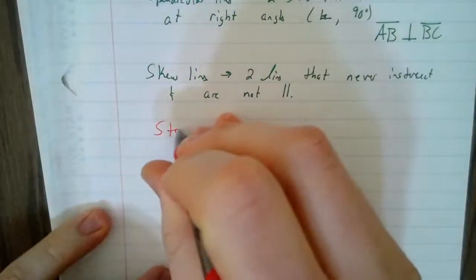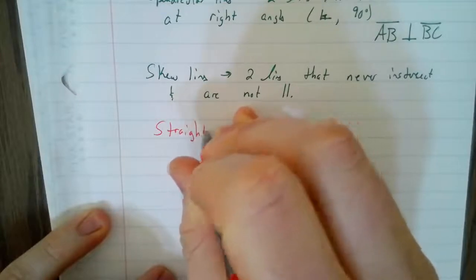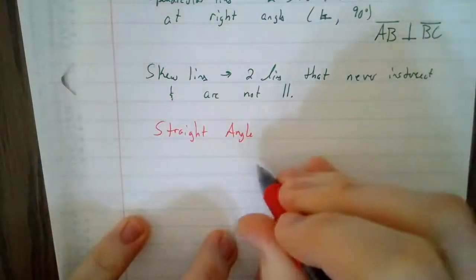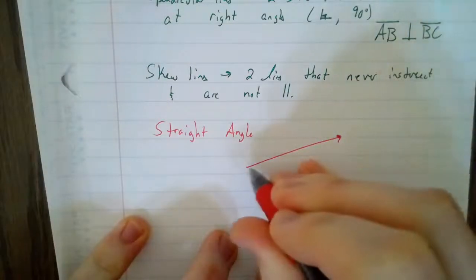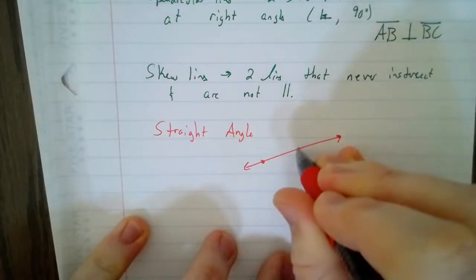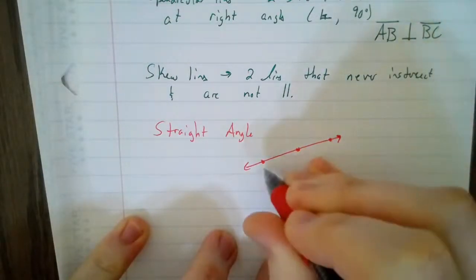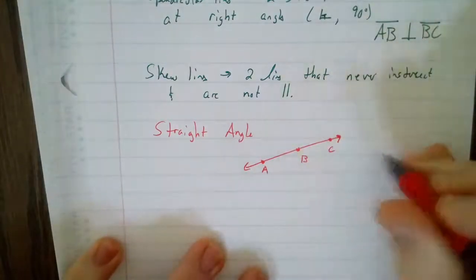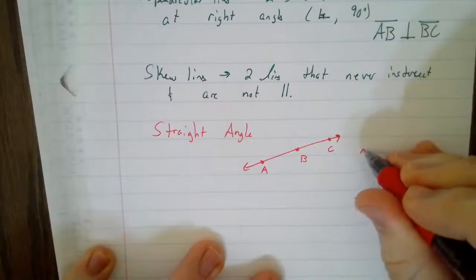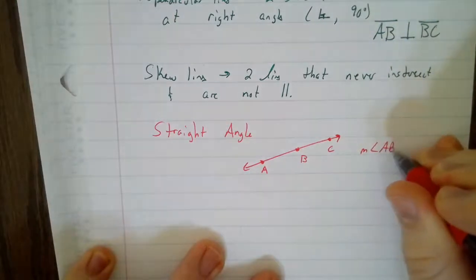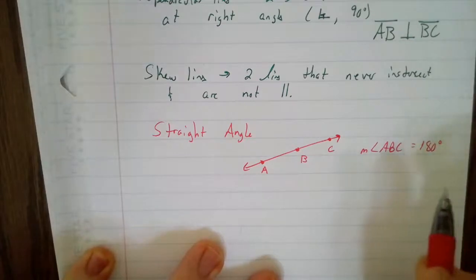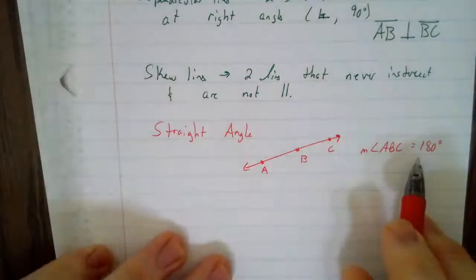A straight angle. All right. When we think of a straight angle, if we have a line with 3 points on it, we also have an angle, right? So here, this is an angle, and the measure of this angle is 180 degrees. Okay, so we know that a right angle is 90, a straight angle is 180.